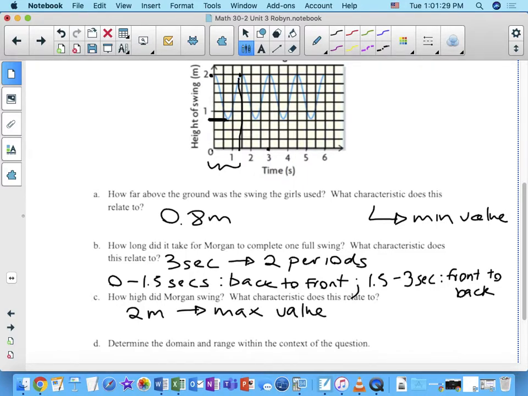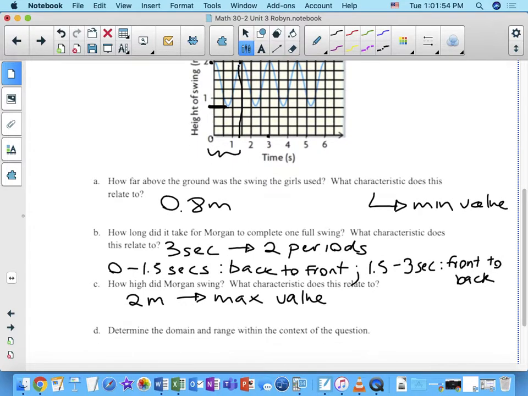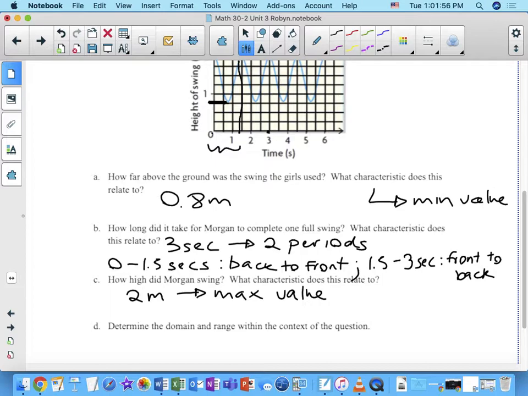Okay, and then finally, domain and range within the context of the question. So I spoke yesterday about the fact that, well, range, we can see what the range is because there's a min value and a max value. But I did speak yesterday about domain and how sometimes in contexts, domain is limited. Okay, so let's actually start with range here because that's maybe a little easier. We know a min height, we know a max height. Okay, that's our range from the min height to the max height.